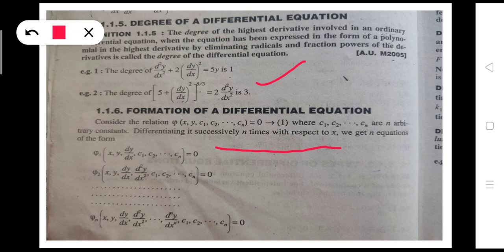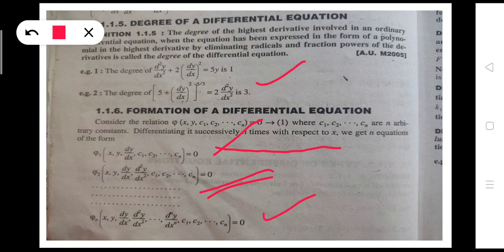phi 1 of x, y, dy by dx, c1, c2, and so on up to cn is equal to 0, and phi 2 of x, y, dy by dx, d square y by dx square, c1, c2, and so on up to cn is equal to 0, and so on, up to phi n of x, y, dy by dx, d square y by dx square, and so on, d power n y by dx power n, c1, c2, and so on up to cn is equal to 0.